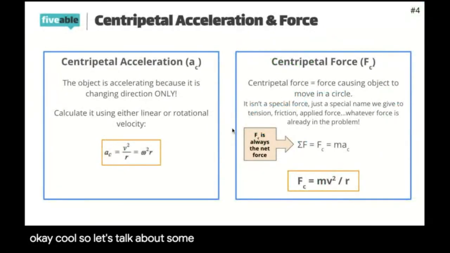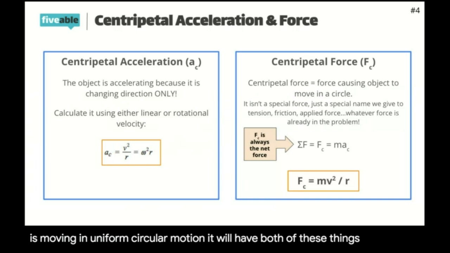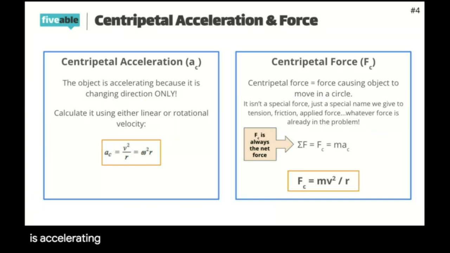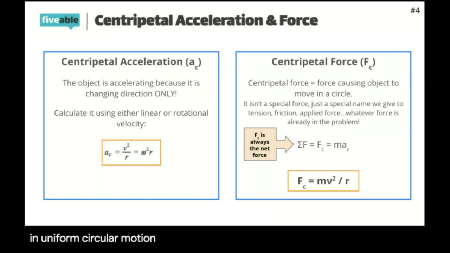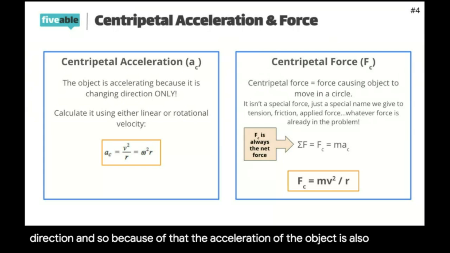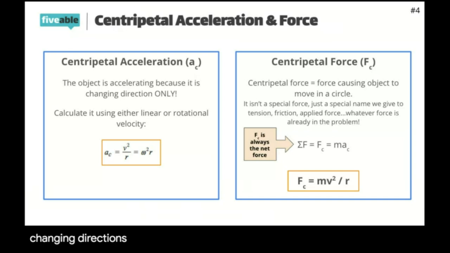So let's talk about centripetal acceleration and force. Anytime an object is moving in uniform circular motion, it will have both of these things. The object is accelerating only because it's changing direction. We know when an object is accelerating, it's changing its velocity, right? And if it's moving in uniform circular motion, then the only part of its velocity that's changing is its direction. Because of that, the acceleration of the object is also only changing direction.